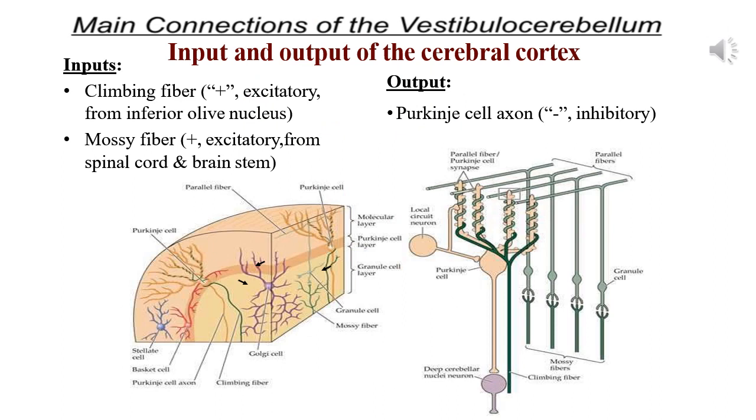Main connections of the vestibulocerebellum. Input and output of the cerebellar cortex. Input: climbing fibers, plus excitatory, from inferior olive nucleus. Mossy fibers, plus excitatory, from spinal cord and brainstem. Output: Purkinje cell axon, minus inhibitory.